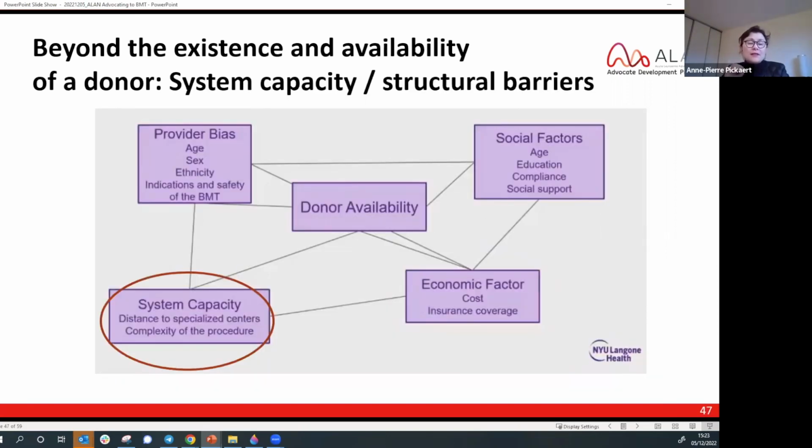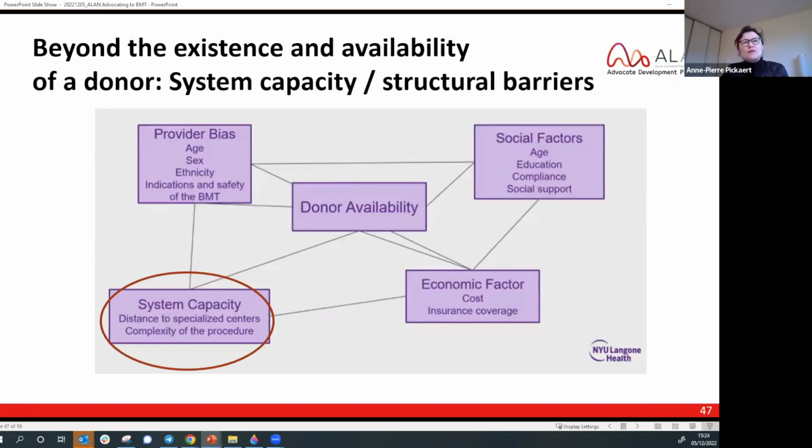There is also a system capacity issue, so the structural barriers. I'm a member of the World Marrow Donor Association, and I was talking with some people in charge of registries, and I was just saying, there are only 2 registries on the African continent, only 2, one in Nigeria and one in South Africa. That's it. There are no other registries.